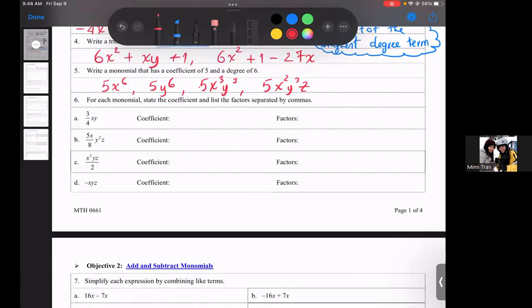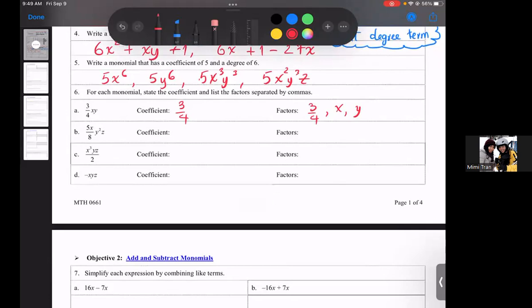So the coefficient will be 3/4, right? The number in front of the letters. The factors will be 3/4, x, and y. What does it mean to be a factor? Factor means something times something times something, just multiplying them together. Each of them will be a factor. You do B, C, and D. I'm going to walk around and see how you do.